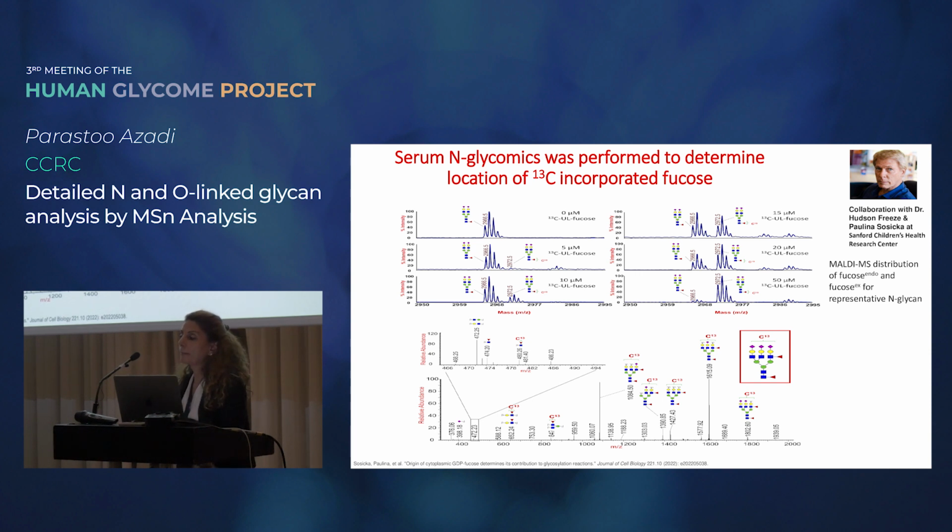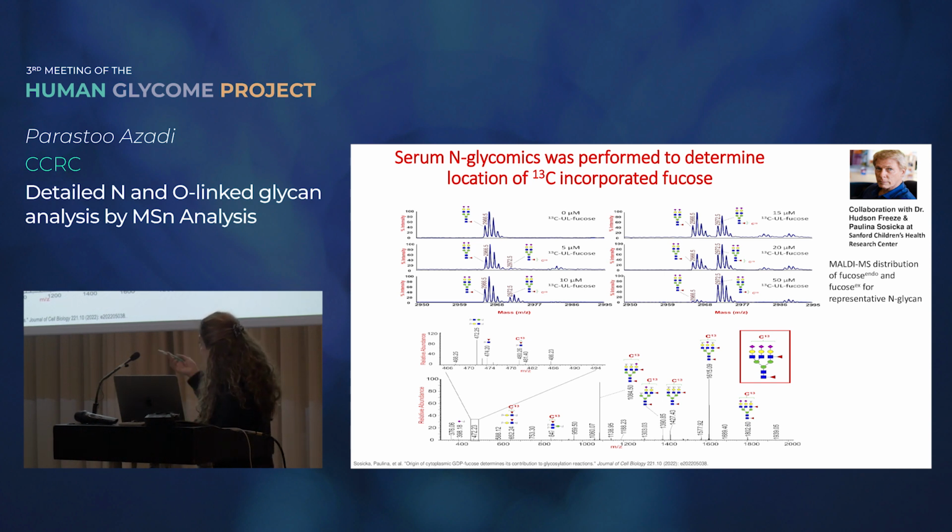The other experiment that was done was looking at the original GDP fucose. How is that produced, and what is the amount of that in the cells? Correlating that with the amount of N-linked glycans present, they were able to deduce the ratio of fucose from exogenous fucose versus what is coming from endogenous fucose.